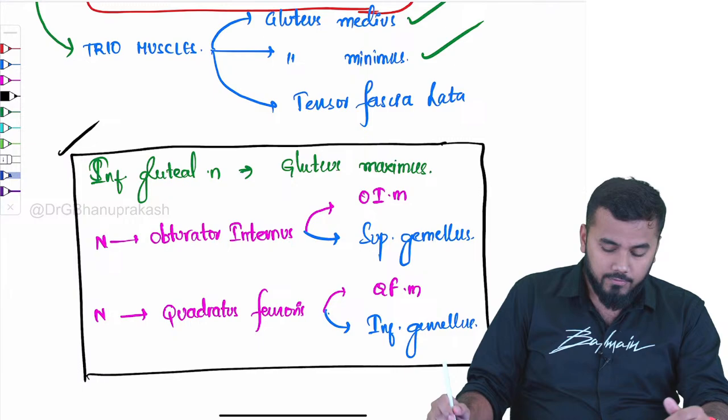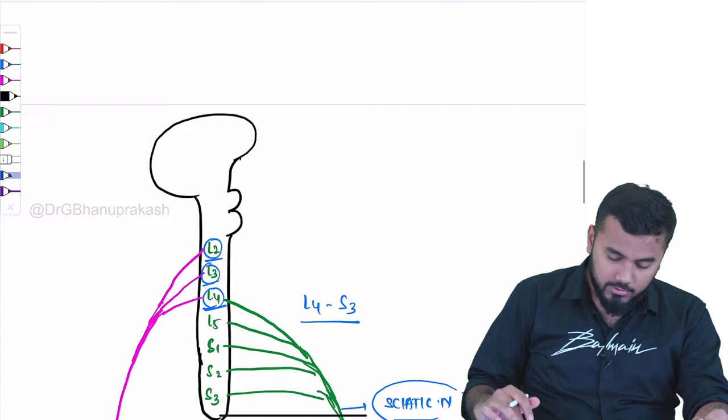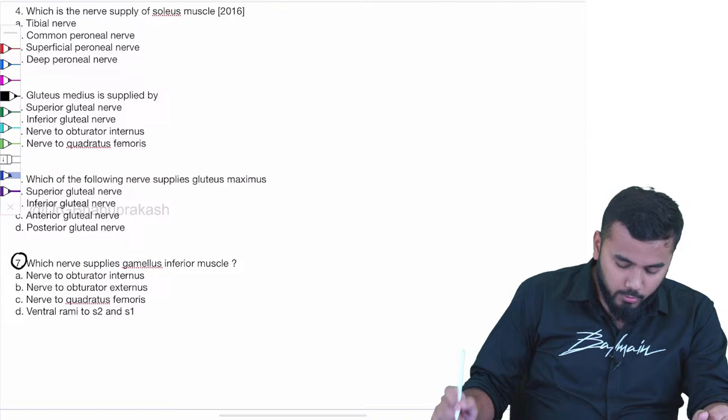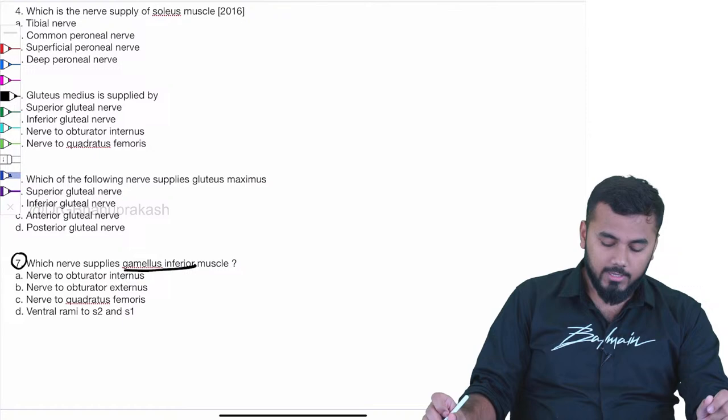Clear? So from these, are there any MCQs, sir? It is very easy, but are there really any MCQs? Yes, there are MCQs which are repeated. Look here. Seventh question. Who will answer? Which nerve supplies superior gemellus? Which nerve supplies gemellus inferior muscle? Gemellus inferior muscle is supplied by which nerve?